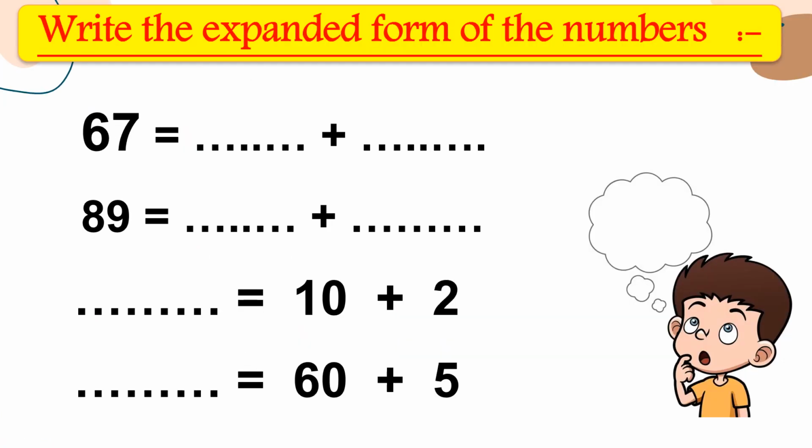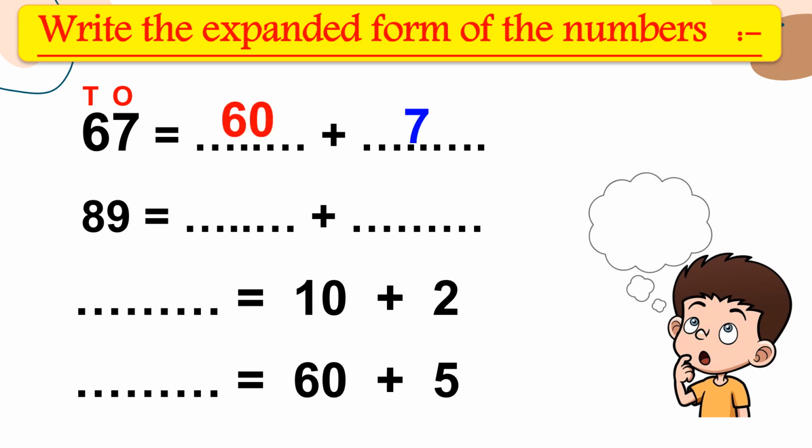Write the expanded form of the numbers. Okay, first number I have here 67. So we put our places, ones, tens. 7 in ones, its value equals 7. 6 in tens, in tens we put a 0, so its value will be 60.